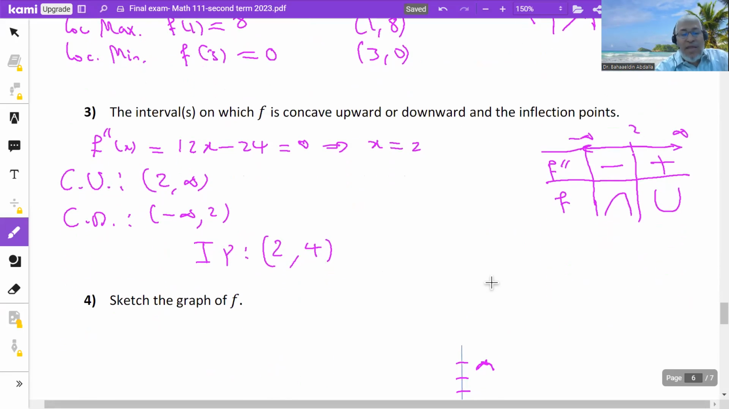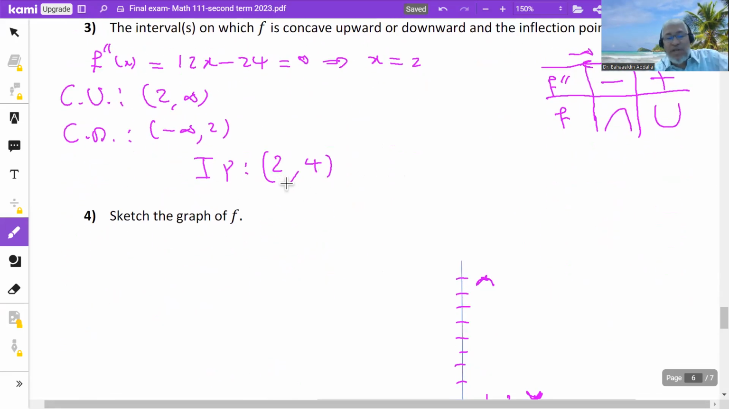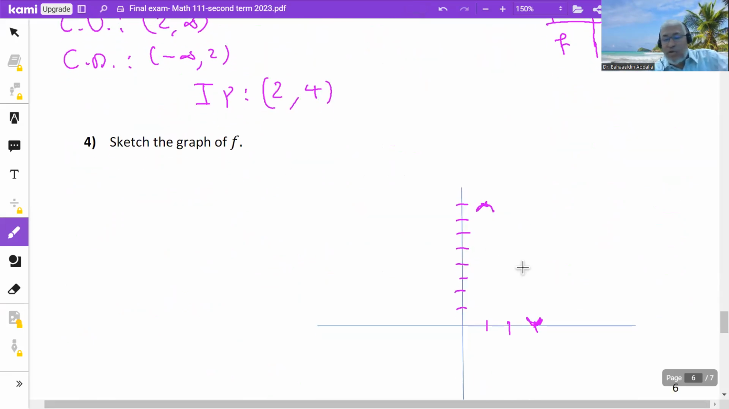And then the other important point, the inflection point (2, 4). So (2, 4) here is an inflection point. An inflection point means the graph changes concavity. So I know that the graph would go like this. It's concave up here, but starting from here, it would be concave down. So from here, it would be concave down like this, and it will go down. Here it will go up, so here it will continue up. Here the concavity is down, it will go down.